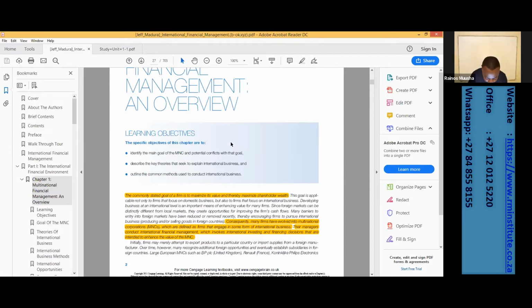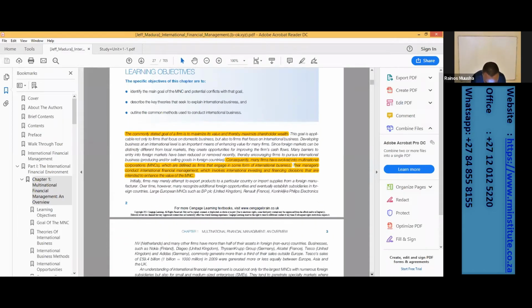So if you go back to the first paragraph, on line number 4 from the bottom, they say, consequently, many firms have evolved into multinational corporations, which are defined as firms that engage in some form of international business. So their managers conduct international financial management, which involves international investing and financing decisions that are intended to enhance the value of the multinational company. If they say multinational company or multinational corporation, it's basically one and the same thing.